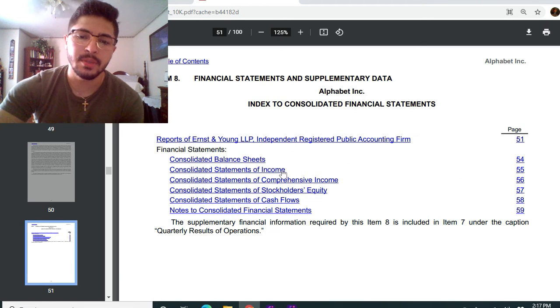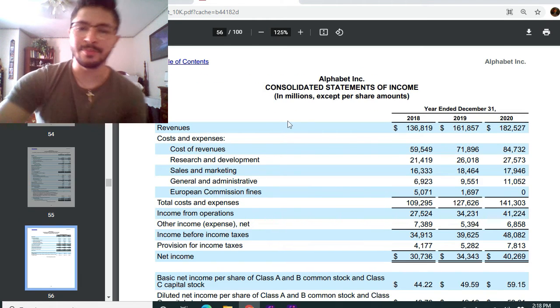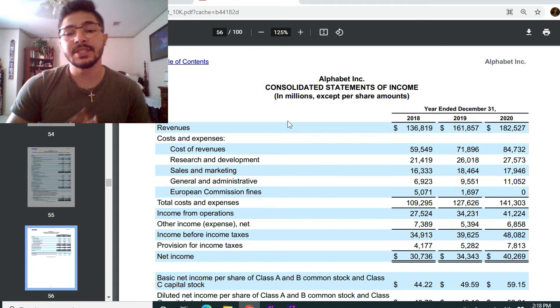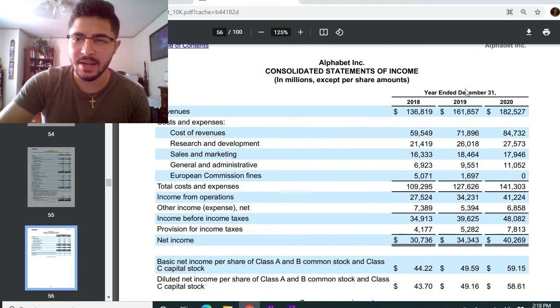Now, today we're going to be talking about the income statement. They've named it the statement of income, whatever. Tomato, tomato. So, let's jump right into it because I am tired of seeing this thing.